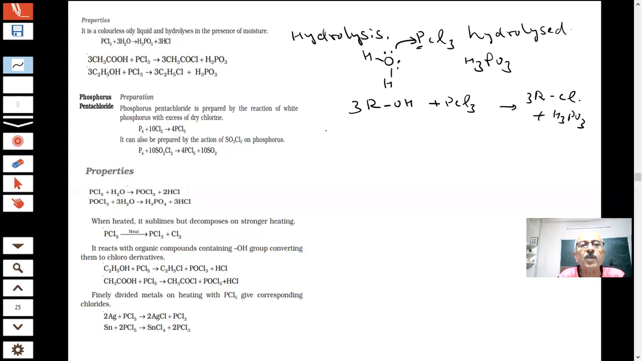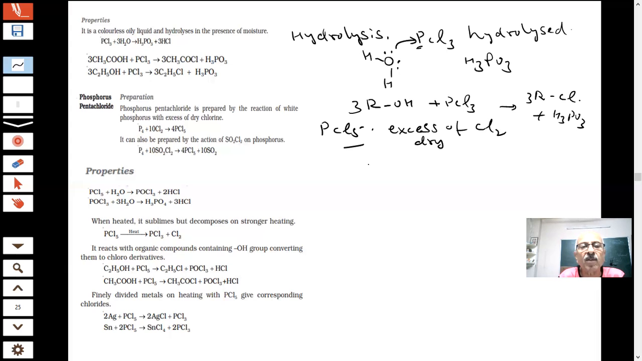Further, phosphorus pentachloride, PCl5. If I use excess of dry Cl2, then you will get phosphorus pentachloride. And if I use excess of SO2Cl2, again you are getting PCl5.